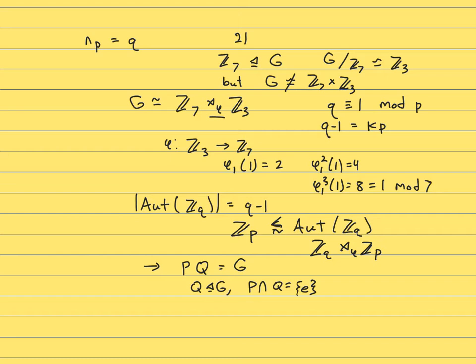This also tells you why this doesn't happen if you don't have this condition. If you don't have this condition, no such automorphism exists. And since no such automorphism exists, this semi-direct product construction doesn't work. The only thing you could do is the trivial homomorphism that sends Z3 to the trivial subgroup, and that just gives you the direct product back again that we already covered.